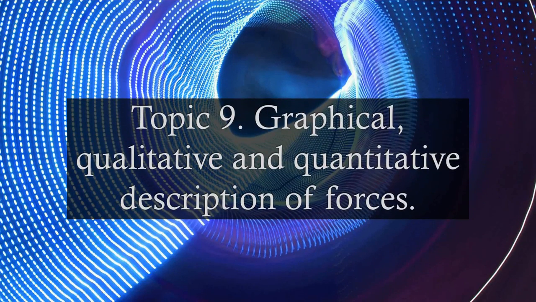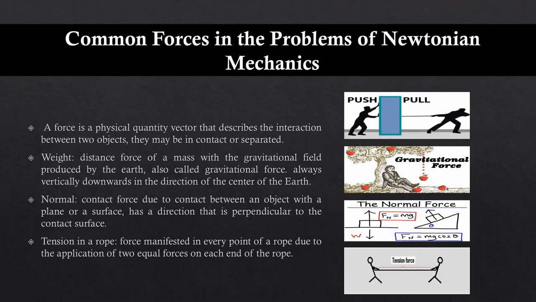I'm going to explain topic number 9, graphical, qualitative, and quantitative description of forces. Common forces in the problems of Newtonian mechanics. A force is a physical vector quantity that describes the interaction between two objects. They may be in contact or separated. Weight. The force of a mass within a gravitational field produced by the Earth, also called gravitational force, always goes vertically downwards in the direction of the center of the Earth. Normal force. Contact force due to contact between an object and a plane or a surface, with a direction that is perpendicular to the contact surface.